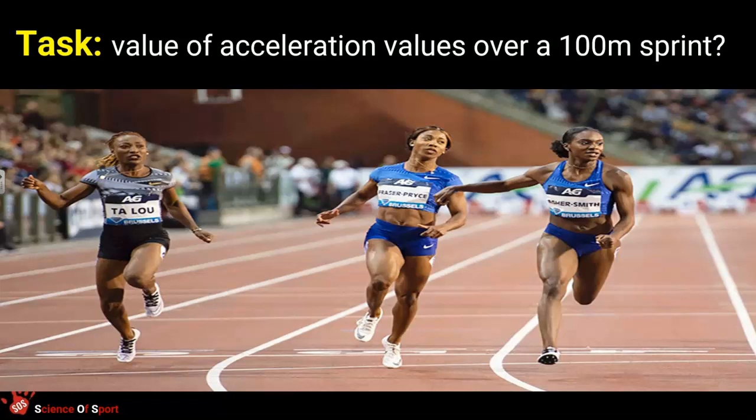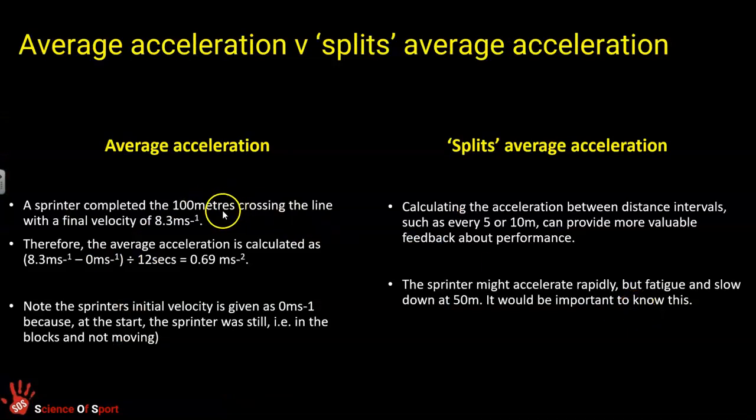Now, if we look at the value of acceleration, final versus initial, over a 100, a 200 or an 800 meter event, actually it will have very little value, because any changes in velocity throughout that event will be lost amidst the overall time and the overall average value. So whilst we can get an average value, it's often more effective, more valuable, more insightful for biomechanists to look at splits, the acceleration within a smaller section of an event.